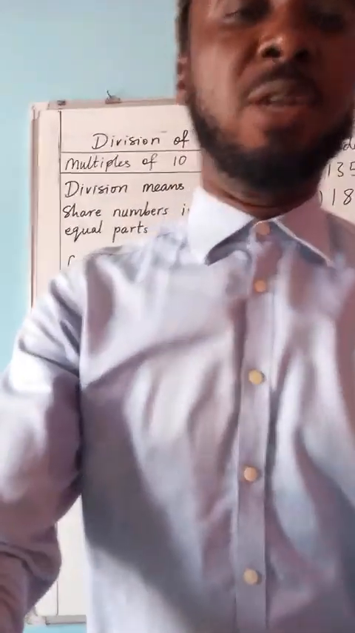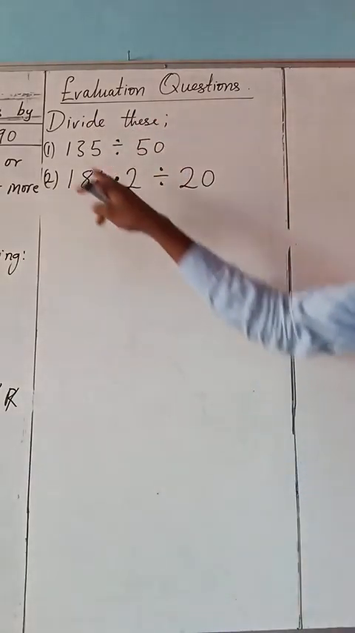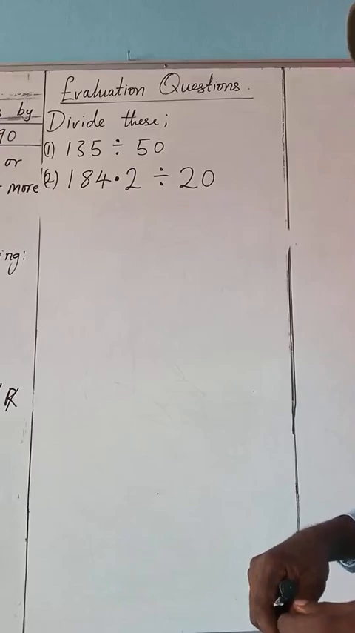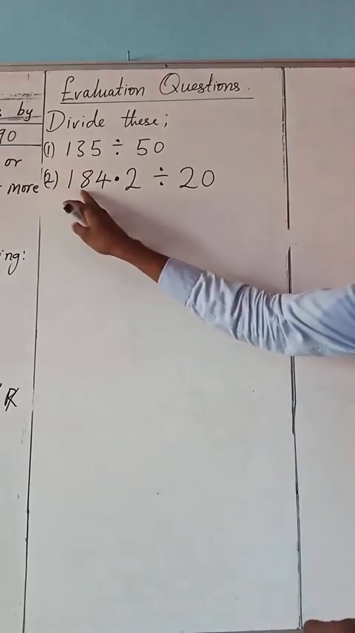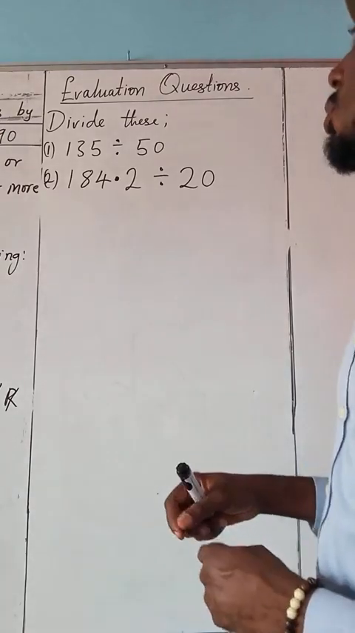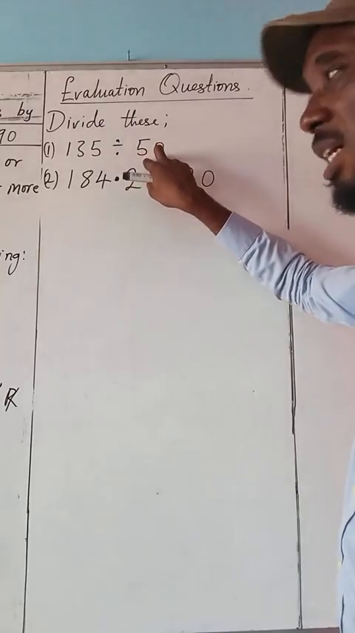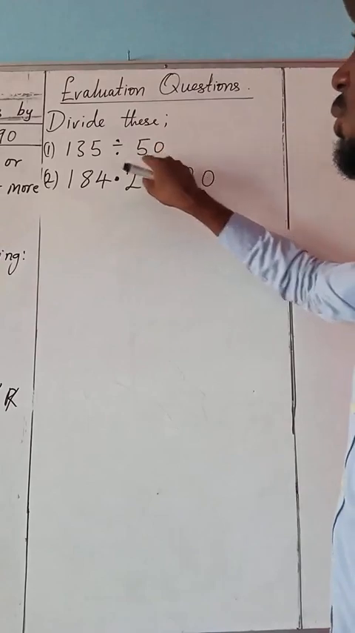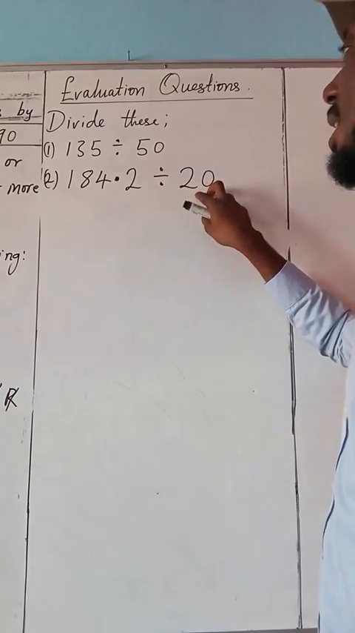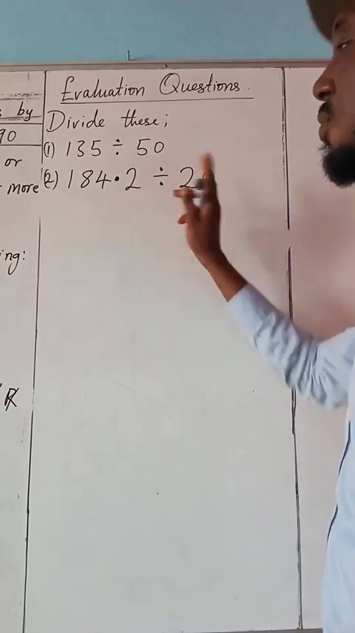Now let's try these evaluation questions. We have divide these. We have 135 divided by 50. That was the first one. The second one is 184.2 divided by 20. What you have to do is expand 50 in multiples of 10. That is 5 times 10. Then you use 5 to divide this before you use 10 to divide. The same thing is applicable here. You expand 20, which is 2 times 10, and you divide this by 2 before dividing by 10.